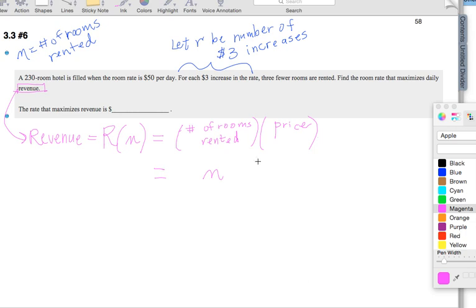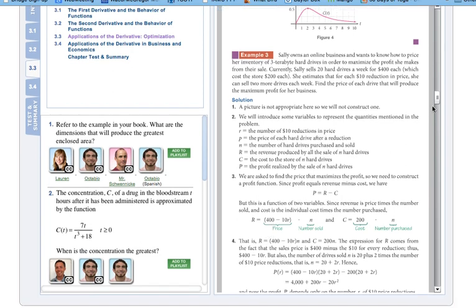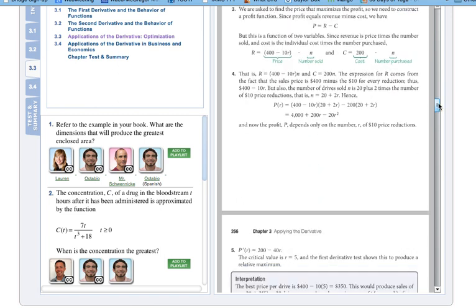Okay, so what is the price of each room? That's the slightly more challenging part. So we're assuming we're starting at $50 per day. And then R is the number of $3 increases from $50. So the price of the room is 50 plus $3 for each increase in price. Now we have to figure out how to get that in terms of N. So let's follow this example down here.